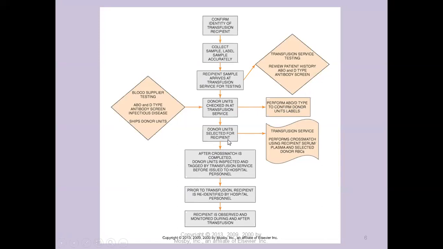So they're going to select a unit for the recipient, and they want to try to use units that are going to outdate first. Just like if you have some products in your refrigerator and something's going to expire first, you're going to eat that yogurt first. Hopefully that's going to expire first before one that has a couple weeks on it. And then they're going to do cross-match testing. After the cross-match is completed, they would tag the unit for the person who's going to receive the transfusion.